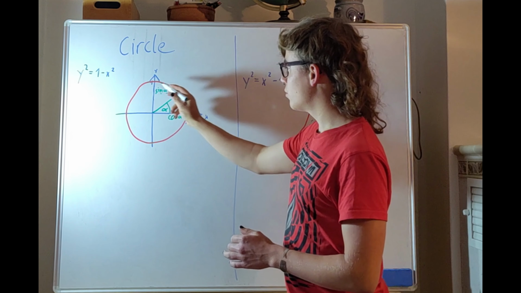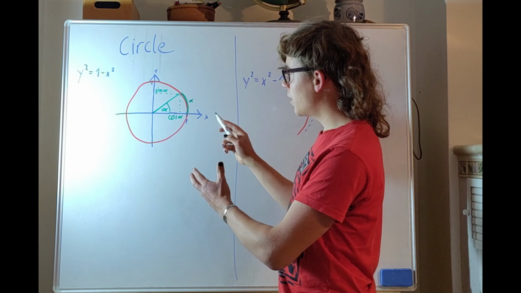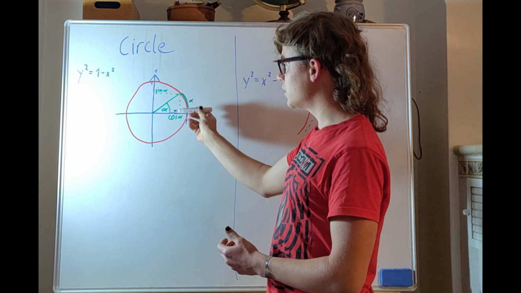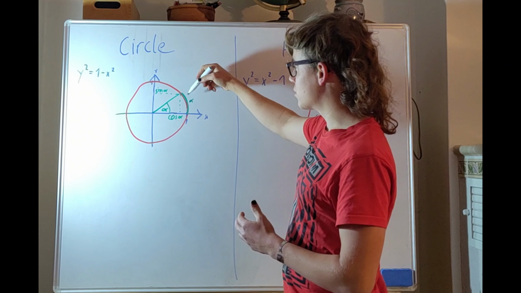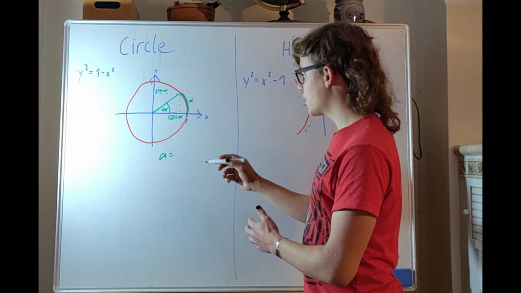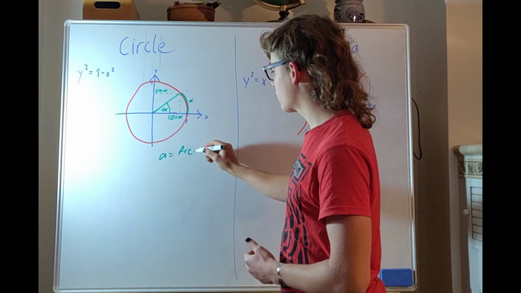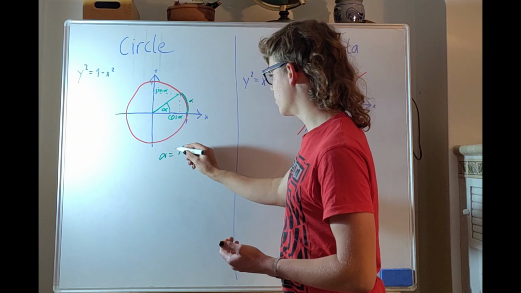But since going one full rotation gives us 2 pi, and the area encoded inside of this sector is linear to the perimeter, we could also say that alpha equals the inside area, and since area is pi, times 2.